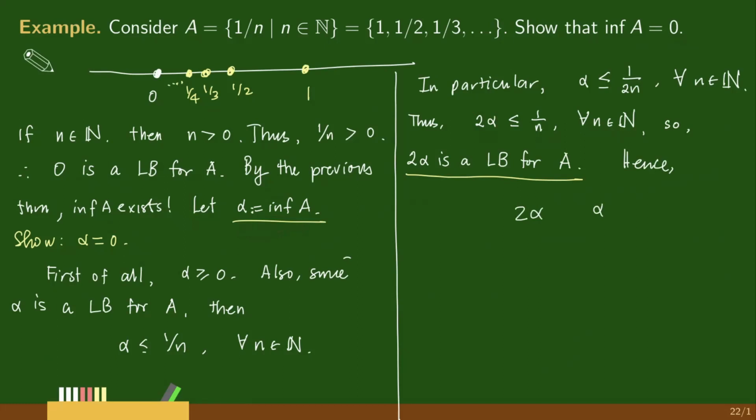Sinong mas malaki? Kasi yung nagdo-dominate. Sino nagdo-dominate sa kanilang dalawa? Si 2 alpha or alpha? Yes, alpha must dominate 2 alpha because alpha is the greatest lower bound. Do you follow? Okay? So, isusubtract ko yung 2 alpha on both sides. Anong conclusion? Aha! Alpha is less than or equal to 0.